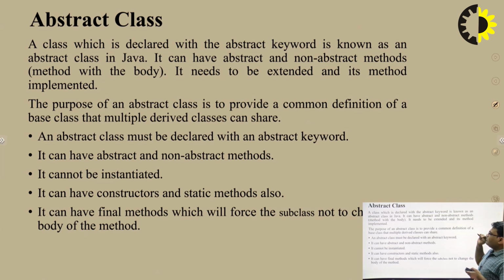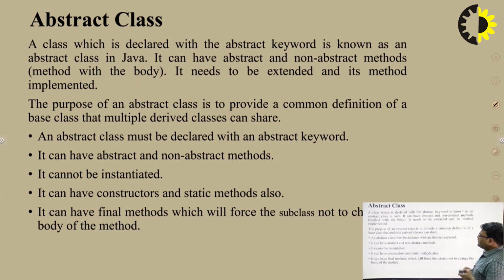An abstract class can have abstract and non-abstract methods: methods that have a body, and methods that have no body. It needs to be extended and its methods implemented. This is the responsibility of the class that extends this particular abstract class. That class must implement the methods that are abstract in the abstract class.